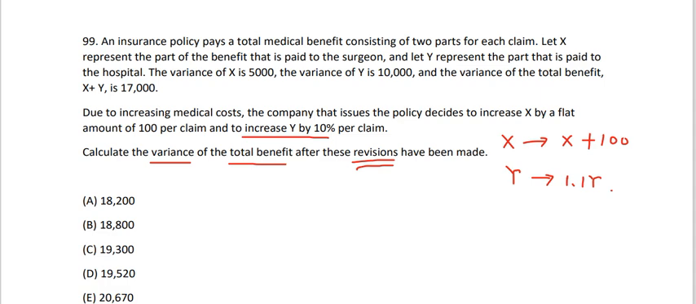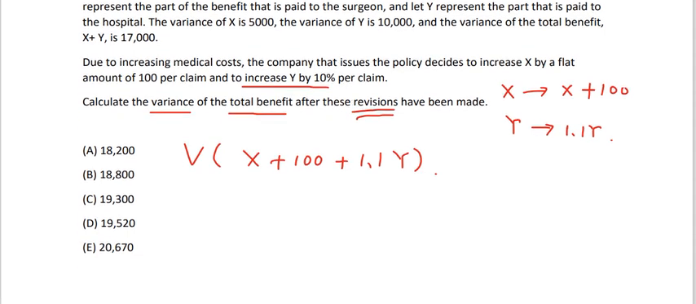Okay, so the total benefit is X plus 100 plus this. So we want to find the variance for this. So X plus 100 plus 1.1Y. Okay, so this is the question, right? We want to find the variance of total benefit after the revision. Okay, so at first, the variance of a constant is 0, so we can forget this. So this equals V(X plus 1.1Y).